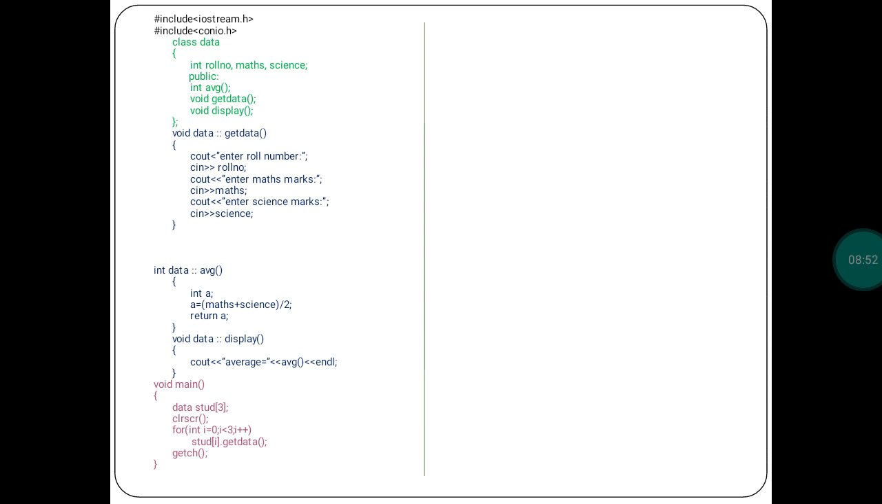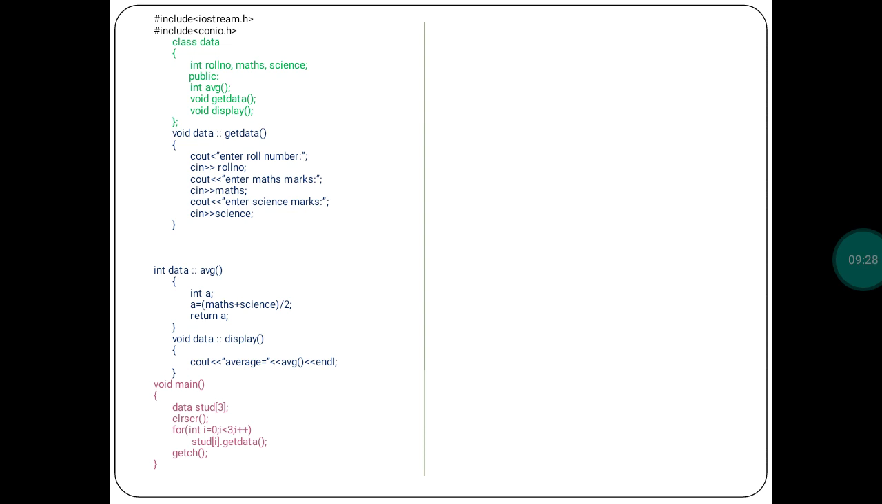Roll number, maths, science are private data members only, because private is the default. You may define it or not, it is treated as private. Avg, get data, display are the 3 public member functions. Closing brace, semicolon means your class is closed.